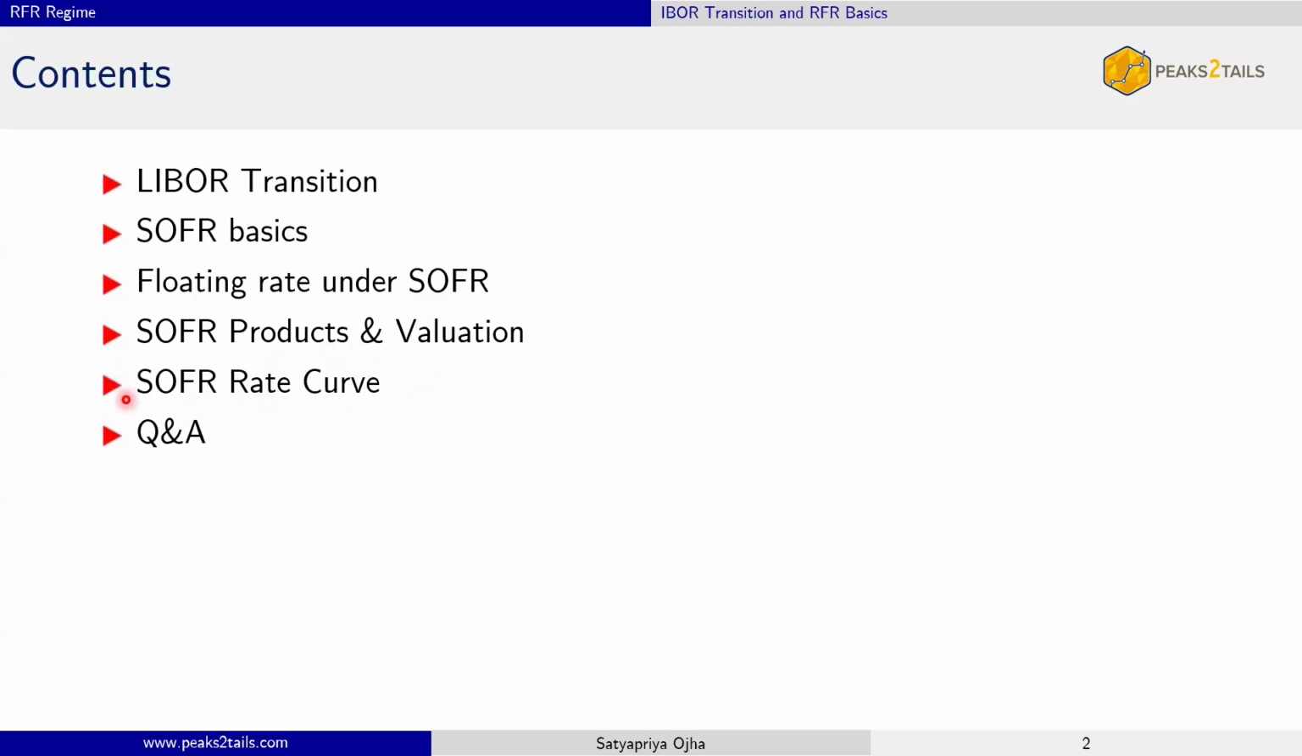Then I'll touch upon a little bit about the SOFR rate curve. How do we go about creating the yield curve or the zero rate curve for SOFR, primarily looking at the liquid SOFR futures? How do we extract the rates and bootstrap the curve? We'll not go into detail. That is covered in detail in the course, but I'll give you the main ideas, how CME actually calculates it. Then we'll open up the floor for question and answer.